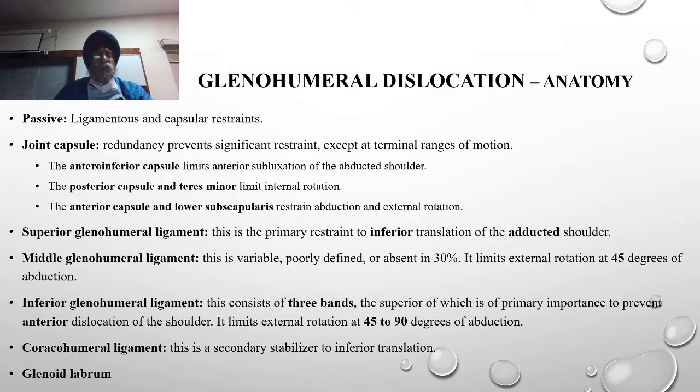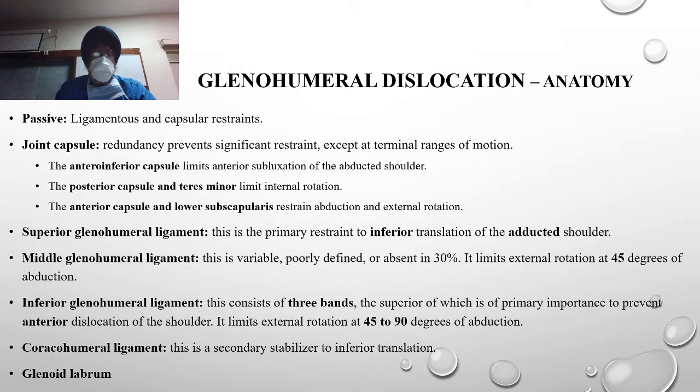Joint capsule redundancy prevents significant restraint except at the terminal ranges of the motion. Anterior inferior capsule limits the anterior subluxation of the abducted shoulder. Posterior capsule and the teres minor limit the internal rotation. Anterior capsule and the lower subscapularis restrain the abduction and the external rotation.